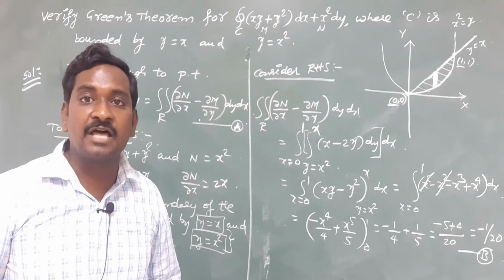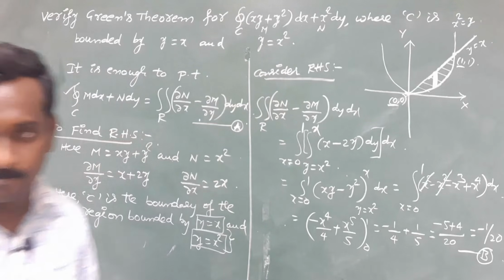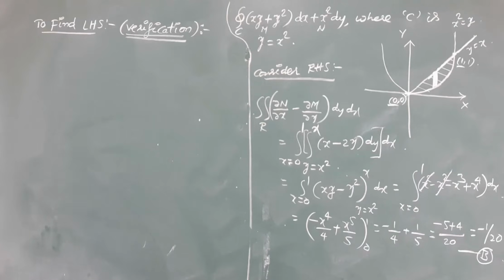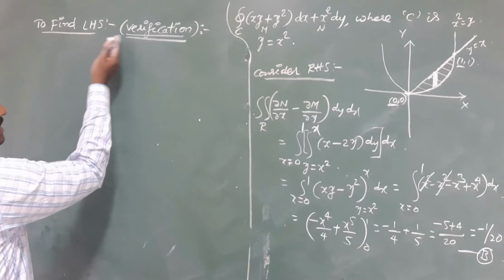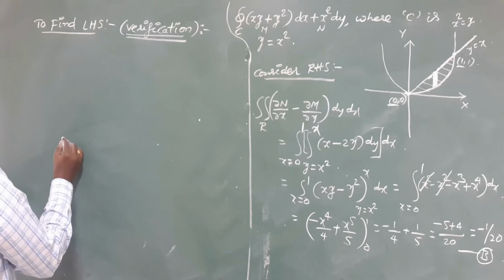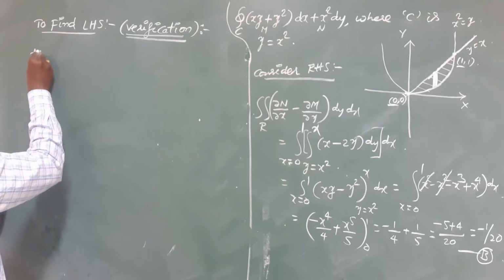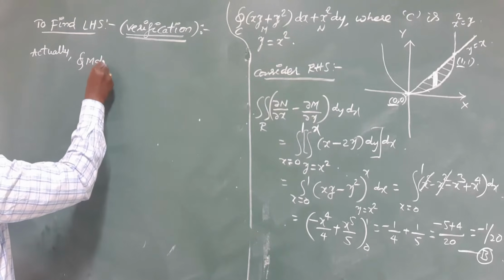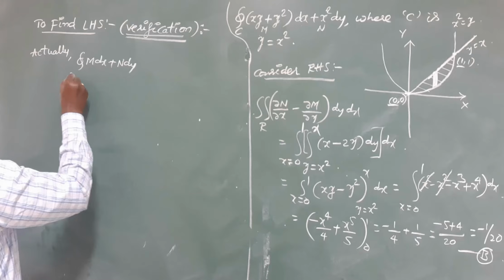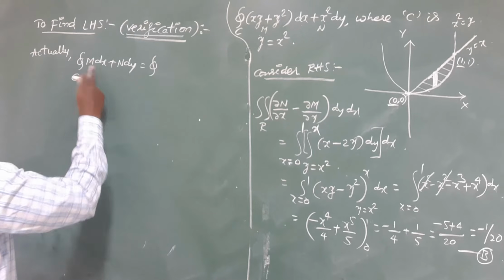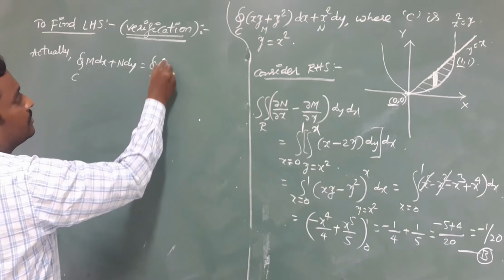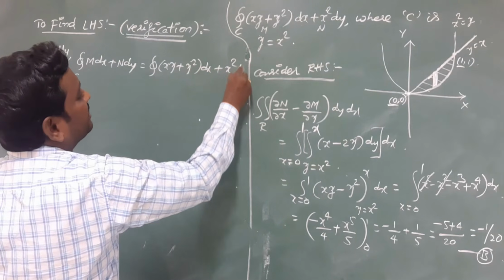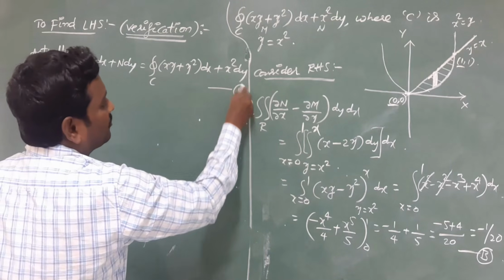Now it is enough to find out the left hand side value, nothing but verification. From Green's theorem, the left hand side is the circular integral of M dx plus N dy over C, which is the circular integral of (xy + y²) dx + x² dy over C. Take it as equation number 1.